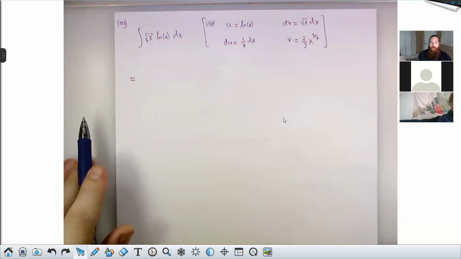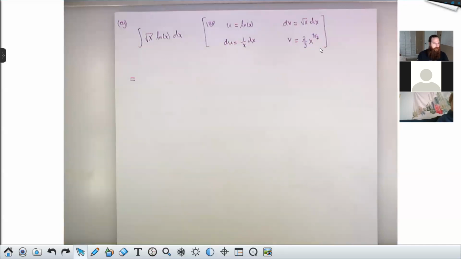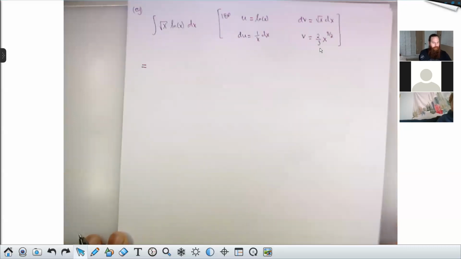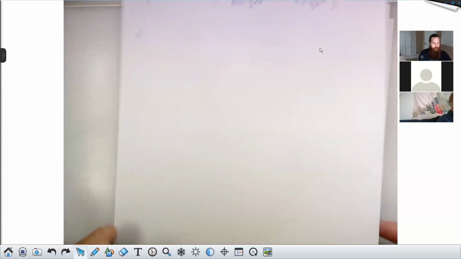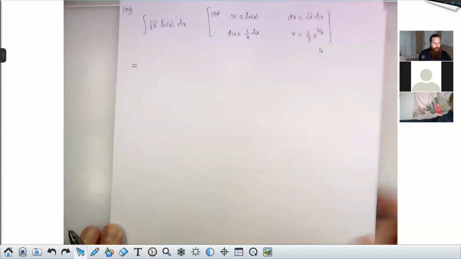I divided by 3/2, James. So this would be x to the 3/2 divided by 3/2. Dividing by 3/2 is the same as multiplying by 2/3. So go off to the side and do the integral of square root x dx. Right, I integrated this to get this, that's all. Do we see it? All right, don't want to get too sidetracked.